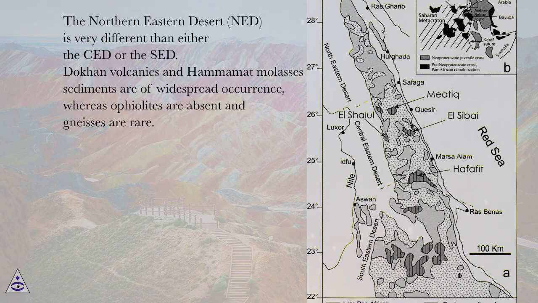The Northern Eastern Desert, NED, is very different than either the CED or the SED. Dokhan volcanics and Hammamat molasse sediments are of widespread occurrence, whereas ophiolites are absent and gneisses are rare.